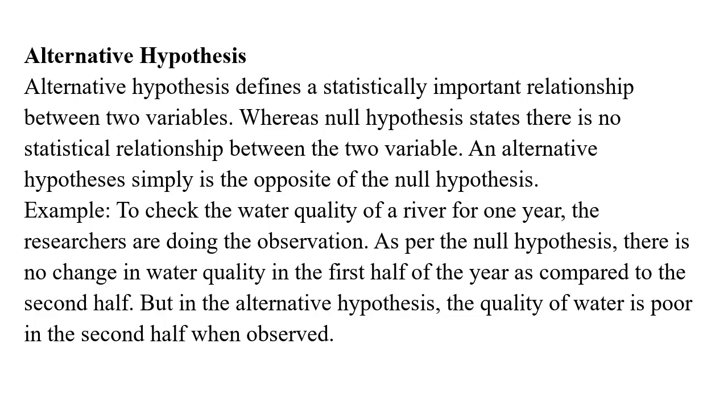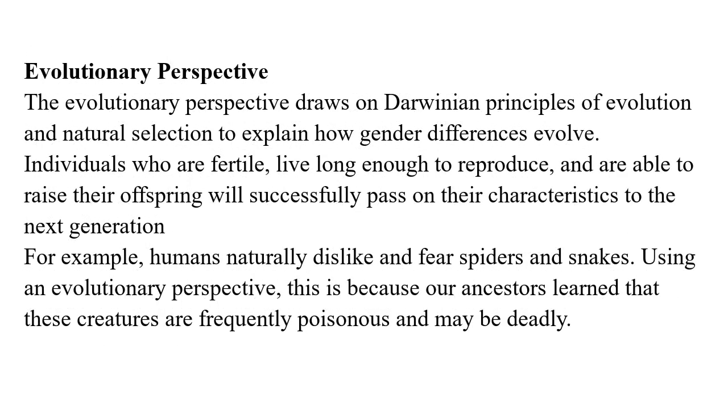Example, to check the water quality of a river for 1 year, the researchers are doing the observation. As per the null hypothesis, there is no change in water quality in the first half of the year as compared to the second half. But in the alternative hypothesis, the quality of the water is poor in the second half when observed.